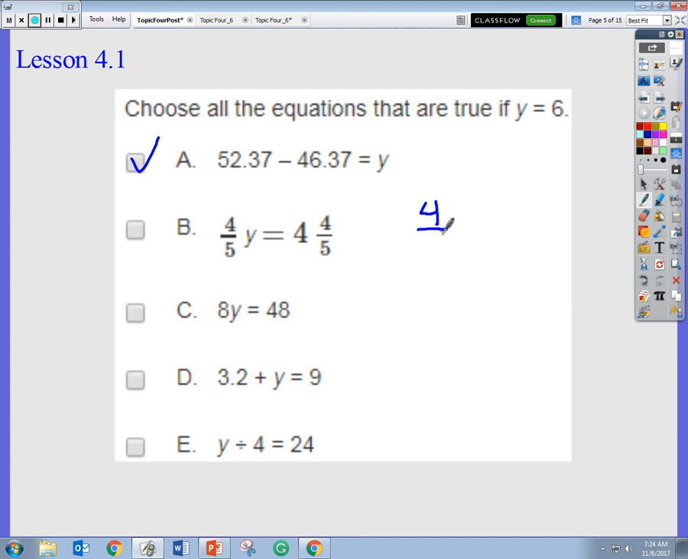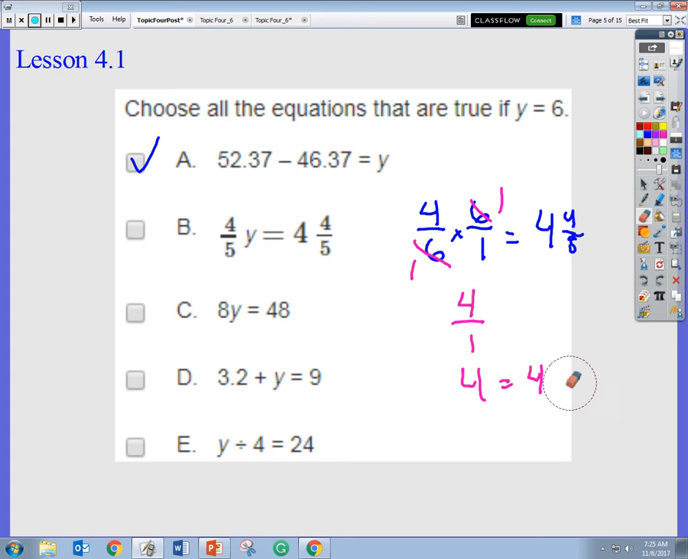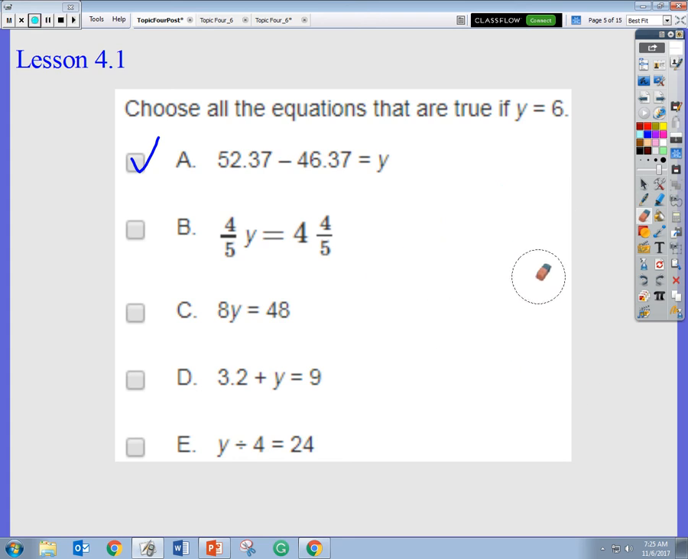Well, we could just do this. Hey, 4/5 times, we know that y is equal to 6 now. Let's see if that equals 4 and 4/5. First thing I would do, here's a little cross reduction. That gives me 1. 4 over 1 gives me 4. 4 does not equal 4 and 4/5. This does not work.